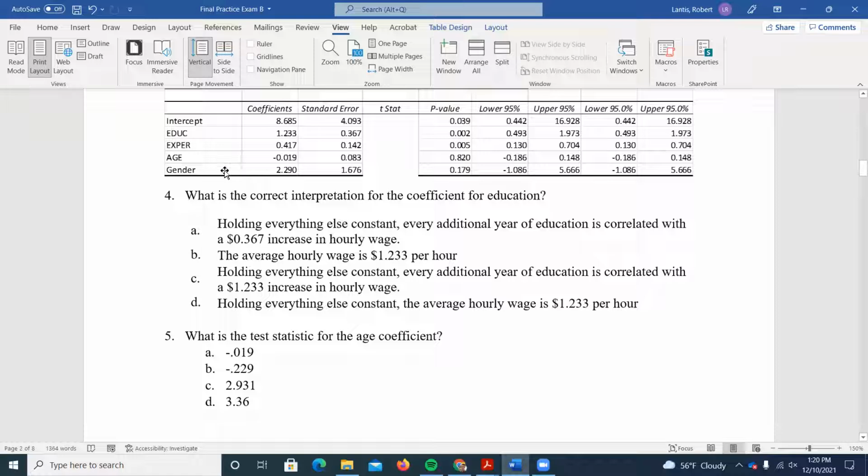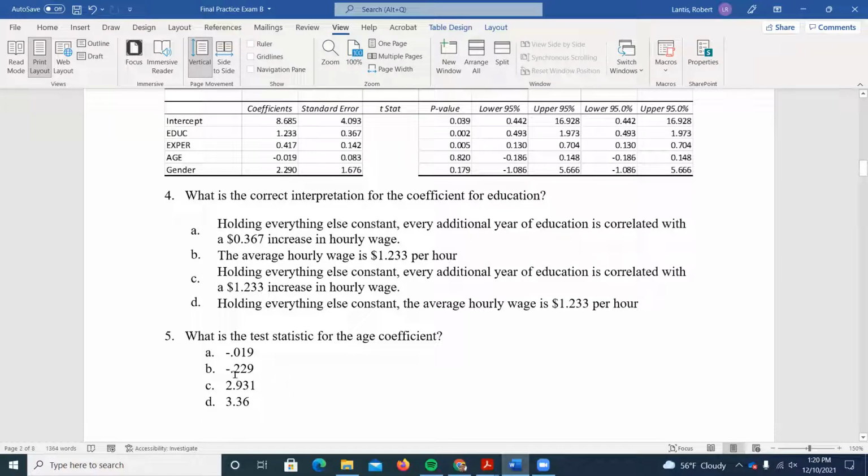It still would be that males have a higher starting salary, but the size of the effect is greatly reduced, right? So it's starting to think about these omitted variables and how they play a role. All right, a little aside there. So this kind of problem is me trying to give you points in this exam, right?